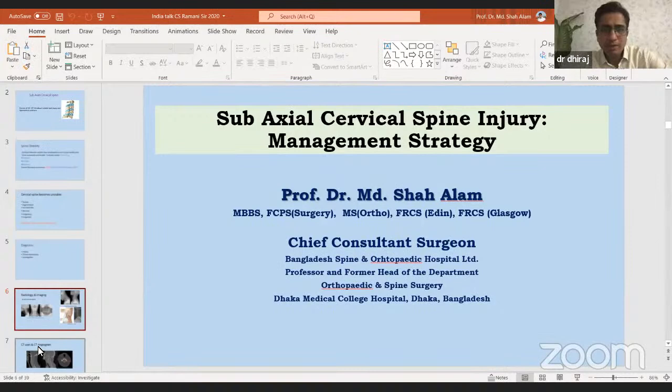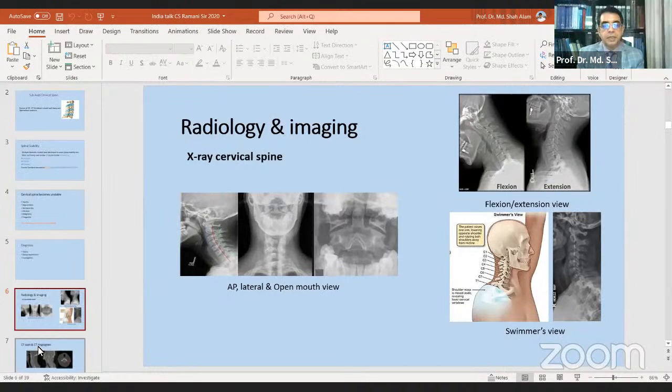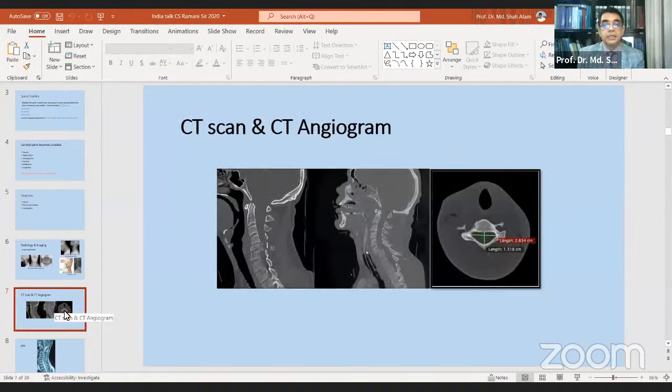Right. Okay. So the radiology is conventional, with three views: AP, lateral and open mouth view. Sometimes if it is subluxated or dislocated, it is automatically reduced. In that case, it cannot be seen in the normal conventional AP and lateral view. Then you go for the dynamic views, flexion and extension. And for the lower cervical spine, we also advise a swimmer's view. And the other option is the CT scan and CT angiogram.